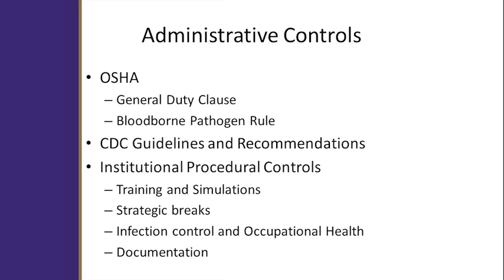Lastly, the institutional procedural controls. There's nothing at the federal or the state level that can really substitute for what you do in-house. That's really where the controls are going to have the most effect. If you have a very strong set of procedures, SOPs, you do training and simulations to understand what you're supposed to be doing, you're incorporating strategic breaks, you're consulting with both your infection control as well as your occupational health folks, then you're starting to get into a situation where you're going to control the risks as best you can from an administrative standpoint.